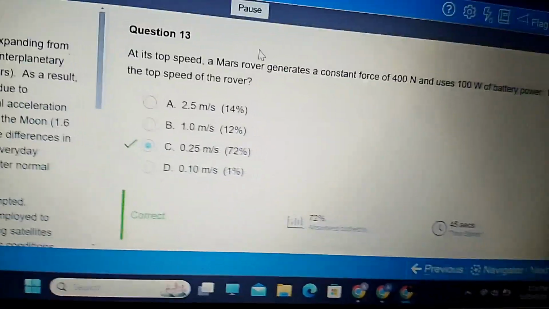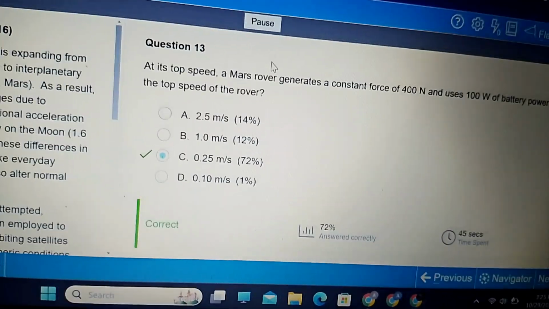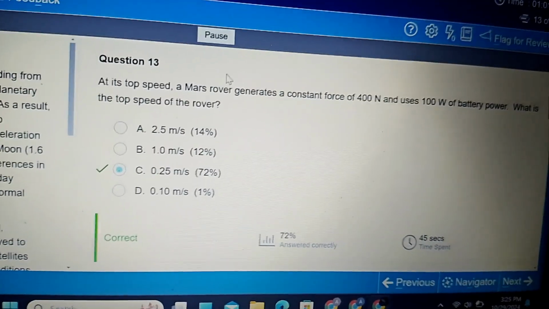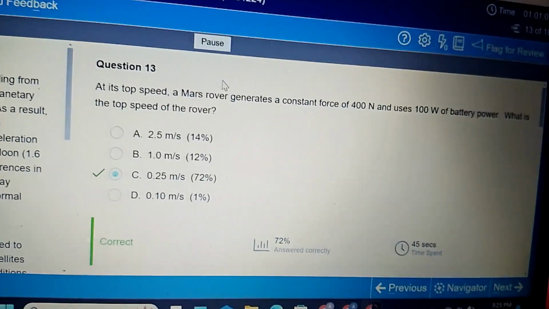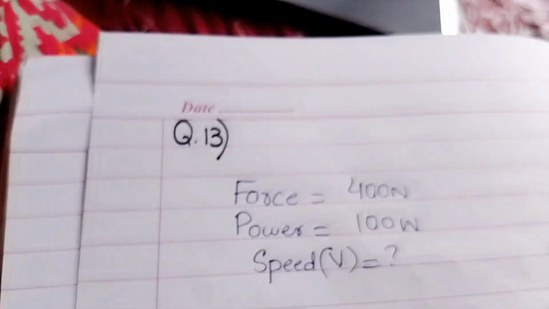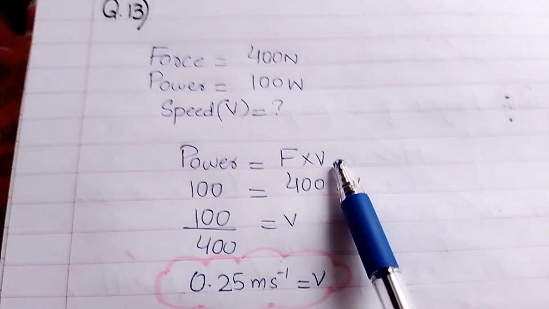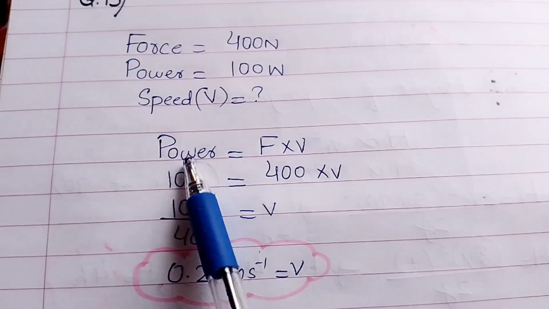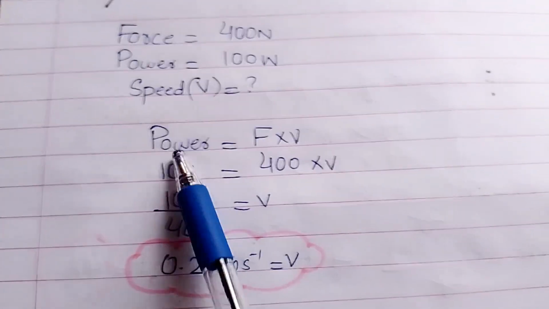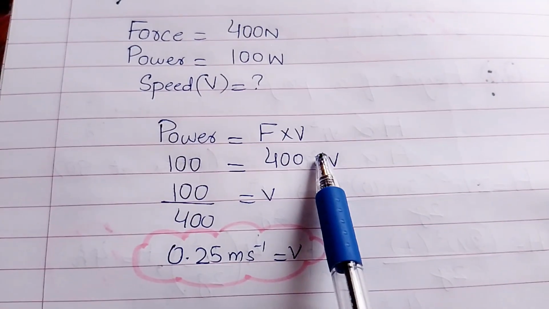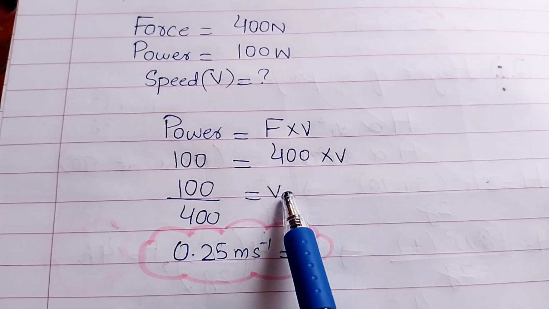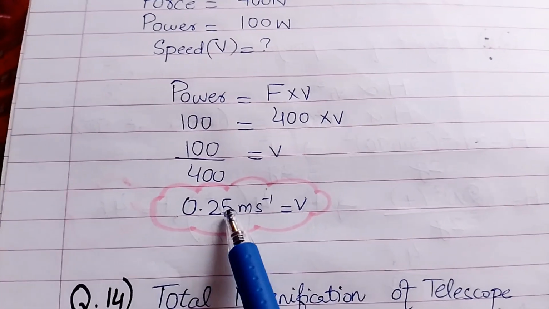The next question is: at its top speed, a Mars rover generates a constant force of 400 Newton and uses 100 watt of battery power. What is the top speed of the rover? It is just like our power formula, F dot V. So we will use the same formula here: power equals F into V, and we just put in the values. Power is 100 watt and force is 400 Newton, so 100 over 400 equals velocity, that is 0.25 meter per second.